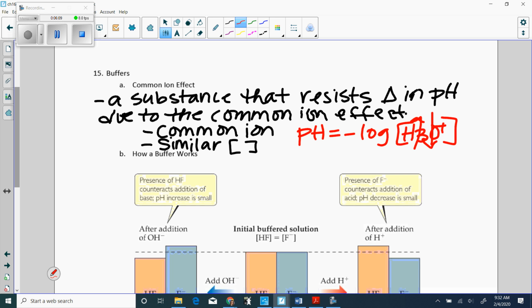A buffer works because if I add hydroxides, that's a base. Bases produce hydroxides by adding H2O and they lose the hydrogen, gain the hydrogen. If I add an OH, any kind of OH, any kind of base to a buffer, all I'm going to make is water.